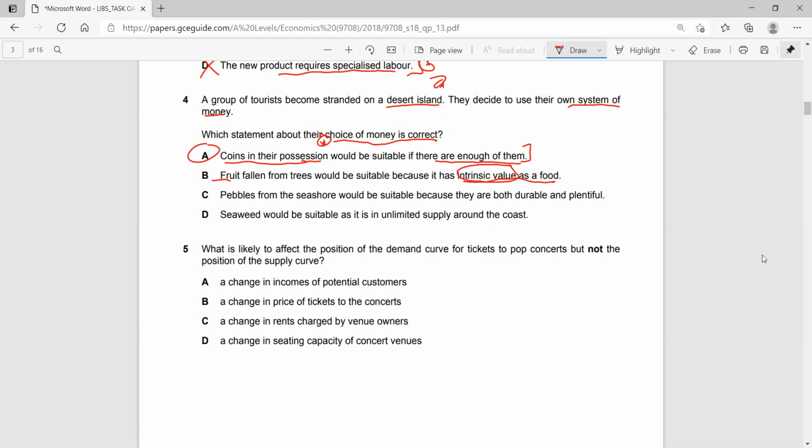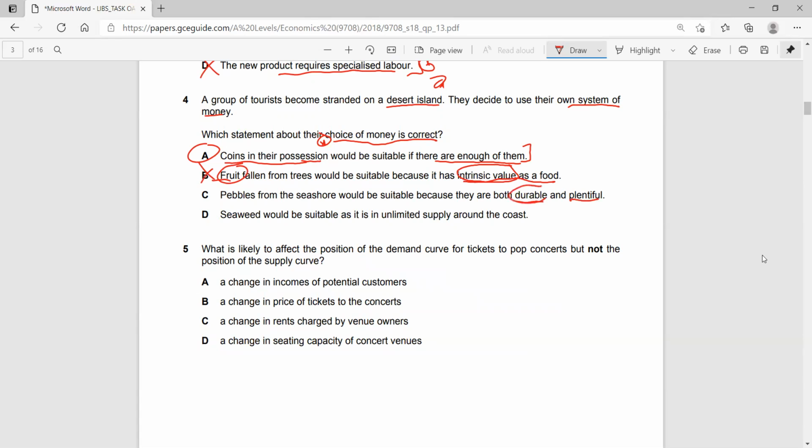If anything, fruits are perishable, and perishability is not a good quality in money. So this would be incorrect, because kharab ho jayenge, they just go bad, so it won't really help since they're perishable. Pebbles from the seashore would be suitable because they are both durable and plentiful.